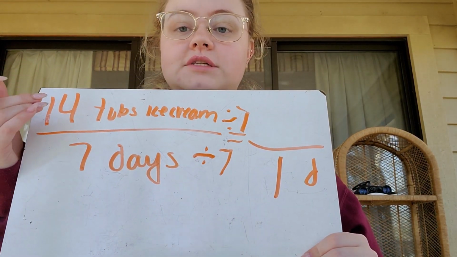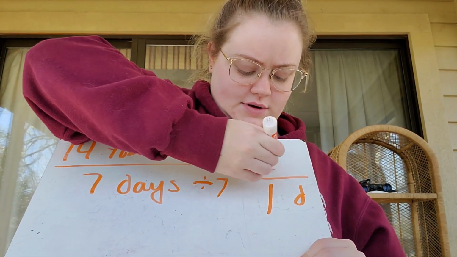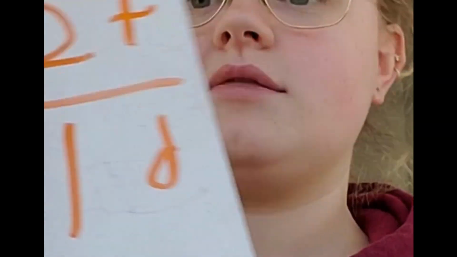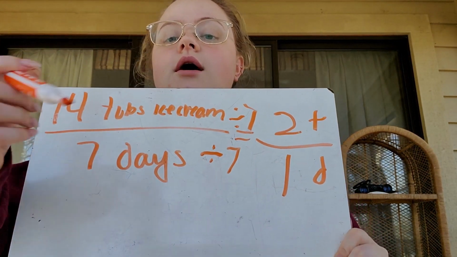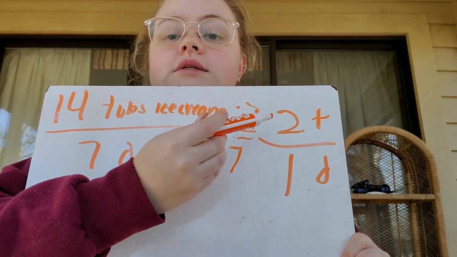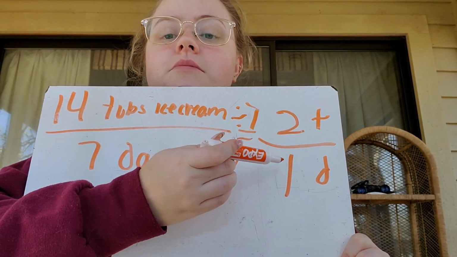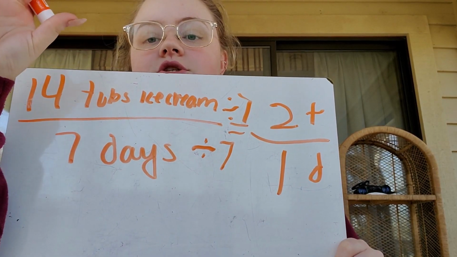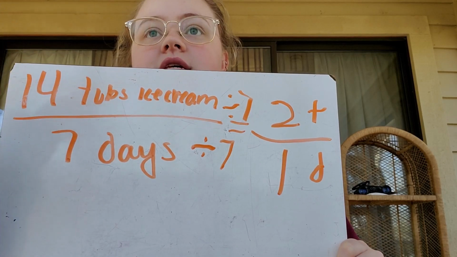I need to take 14 and divide that by 7, and I'm going to get 2. That's just an ugly 2. I'm going to have 2 tubs of ice cream in 1 day, all right? So that's ratios and that's unit rates. I'm going to give you guys a few examples and you can go ahead and solve those.